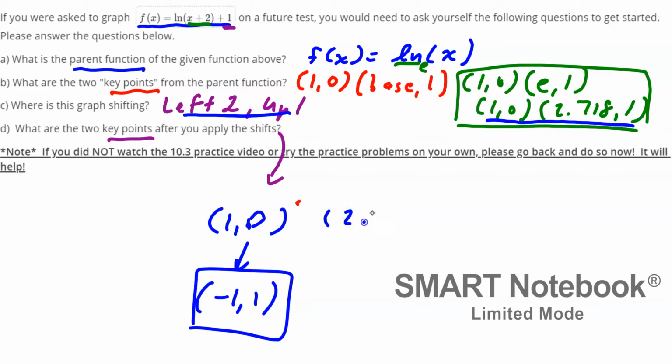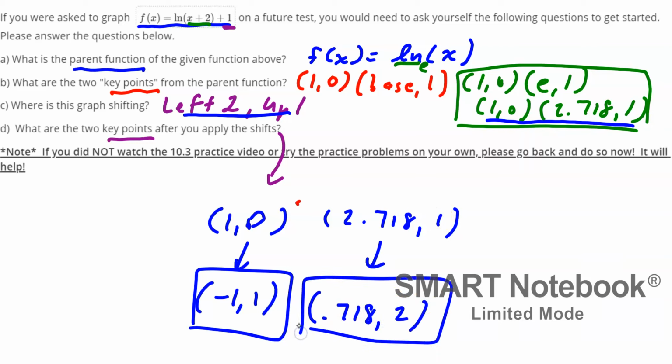And if your original point was (2.718, 1), you apply the shifts. If you're going left 2 from 2.718, that's really 0.718. Then if you're going up 1 from here, that would be 2. So here were the two coordinates I was looking for. So these are the two coordinates that you would use to graph your log if I actually asked you to graph here.